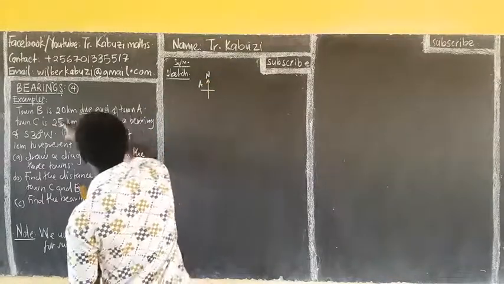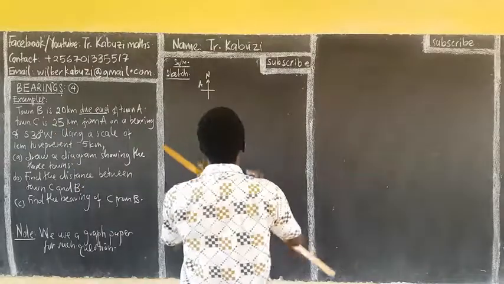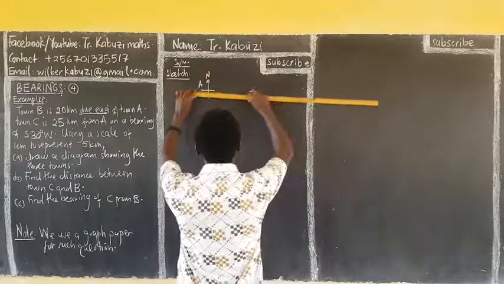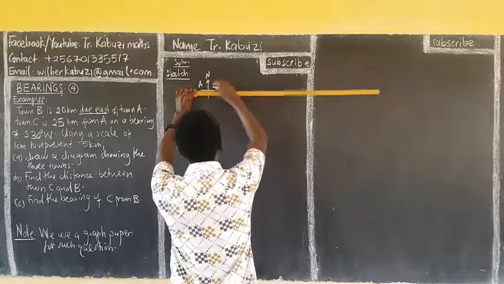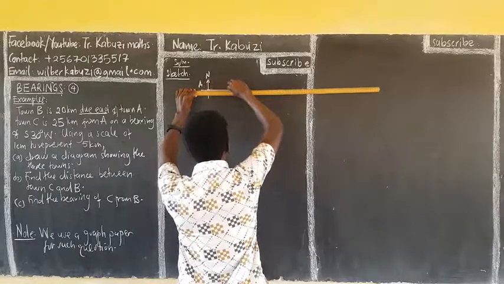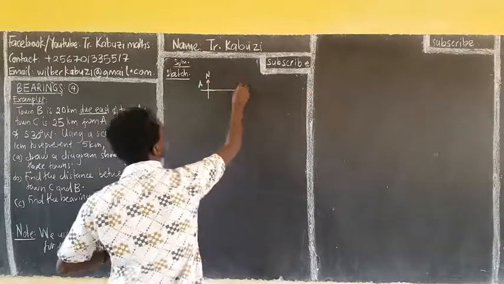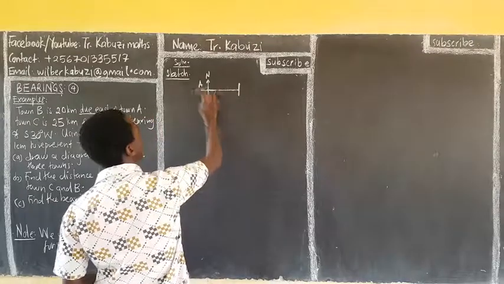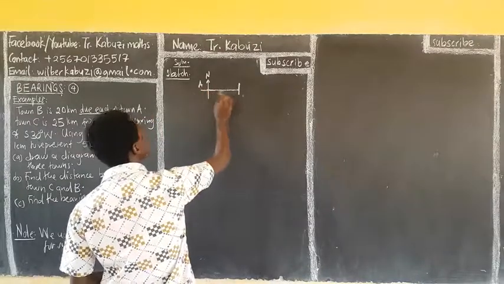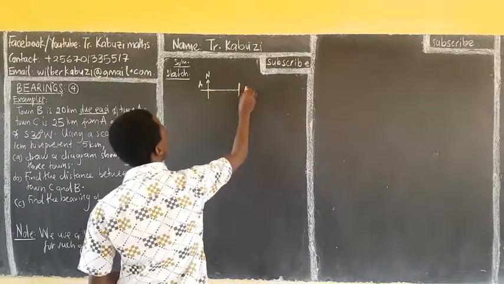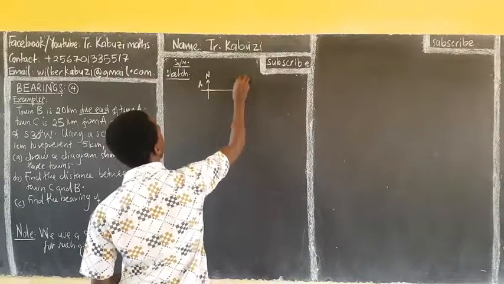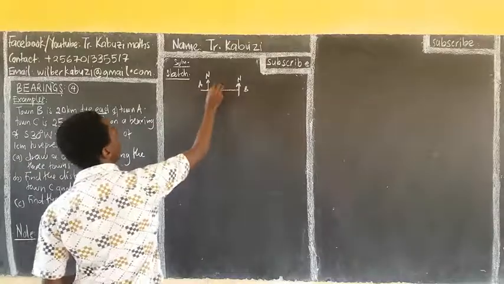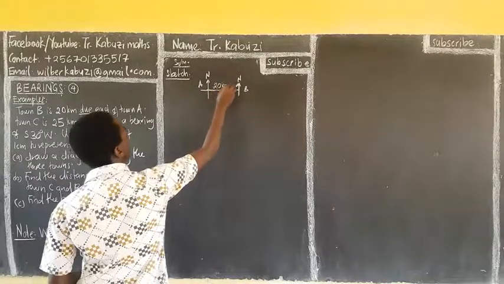So I mean that B is 20 kilometers. So you just measure some kilometers. So I assume that's my 20 kilometers. This is due east. They are saying due east. So due east is that order. Then this will be my town A, and that will be my north. So the distance there is 20 kilometers.